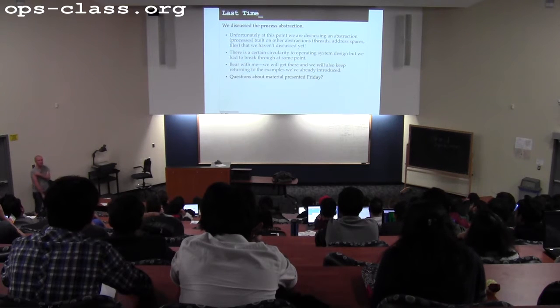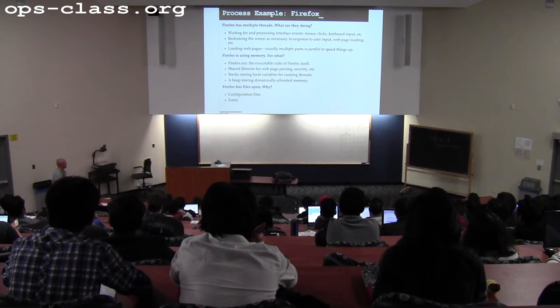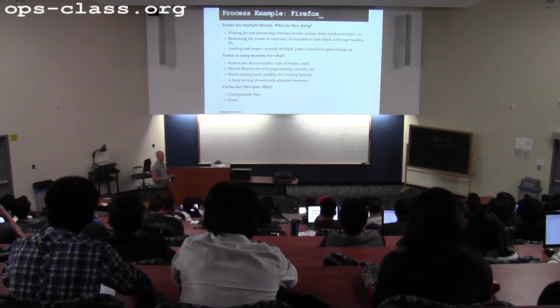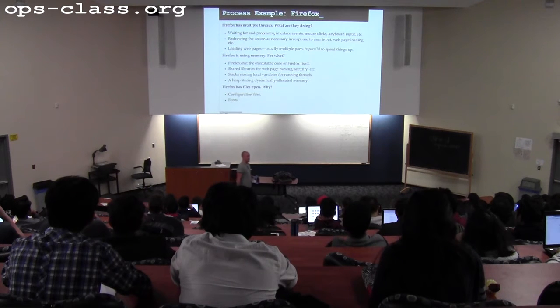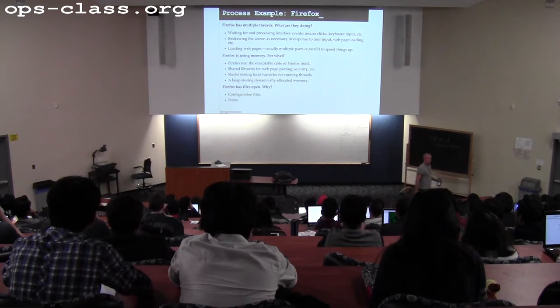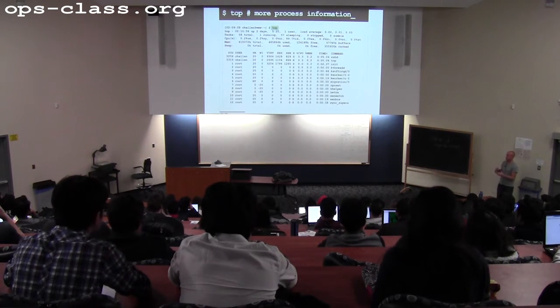So any questions about what we covered Friday? We're in the middle of this long, dull example that I will try to wrap up rapidly so that we can move on. So this is where we were on Friday. We were talking about a process, Firefox, and the different system resources that Firefox would be using and what it might be using them for. And what I want to continue doing is just showing you.